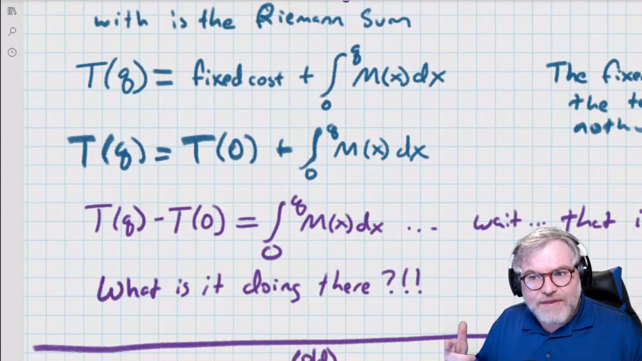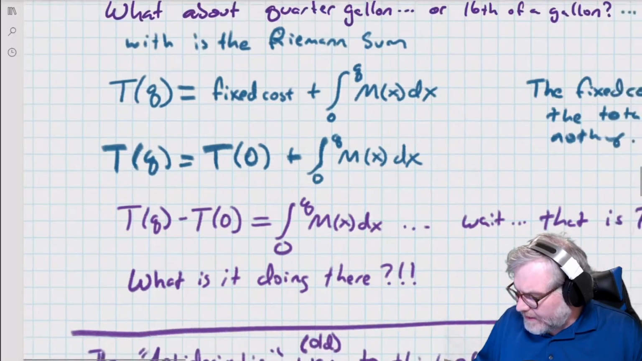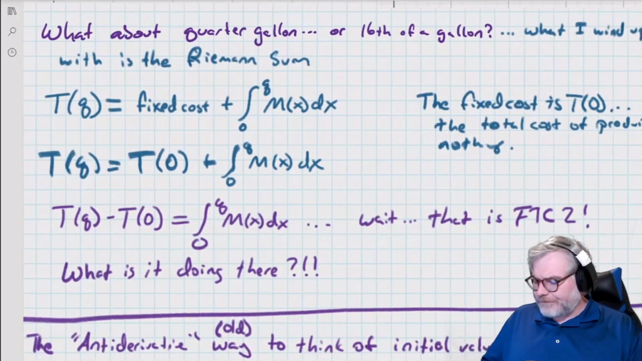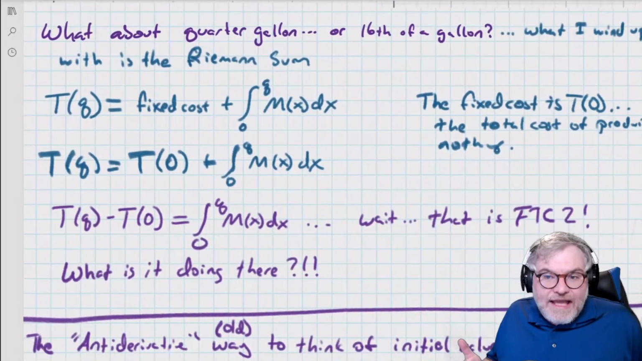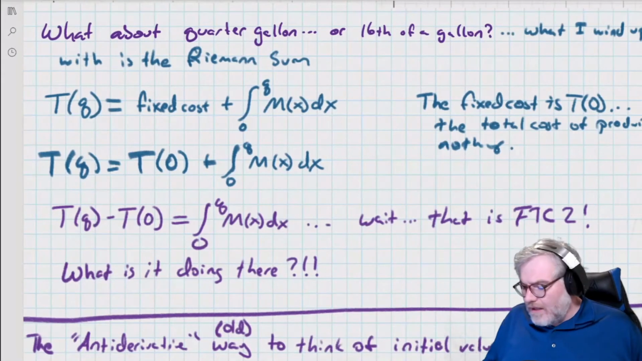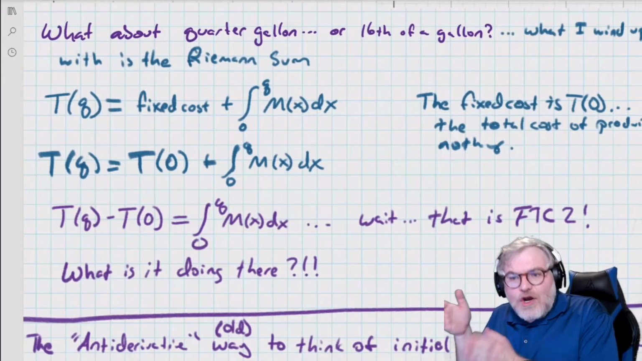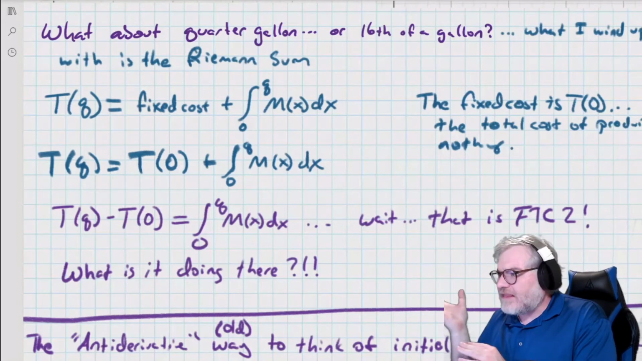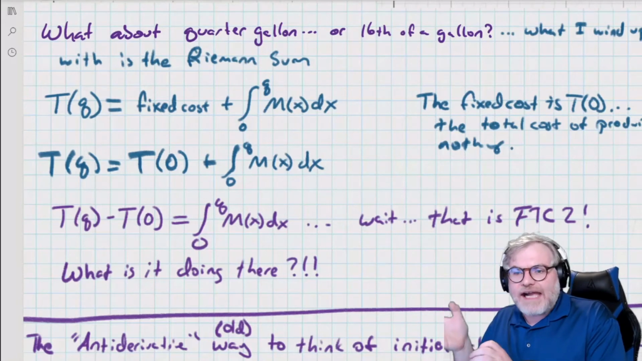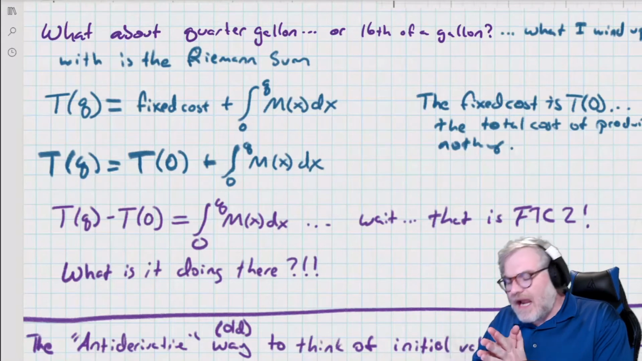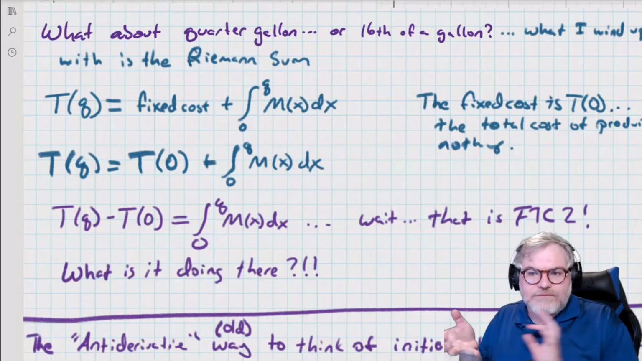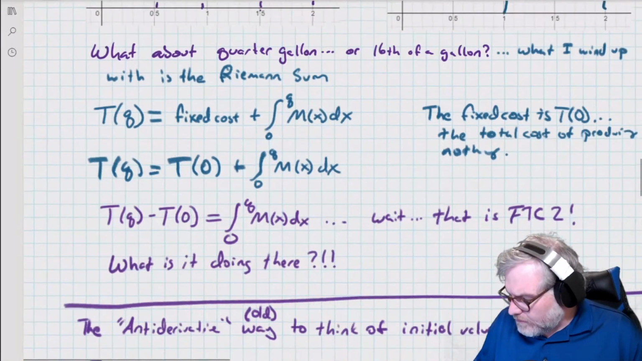But we have a term for that. That's the fundamental theorem of calculus, part 2. What is it doing there? Okay, well, there you go. If I add all the rectangles and then I add the fixed cost, I get the total cost of Q. And that's the fundamental theorem of calculus, part 2, which is very nice.